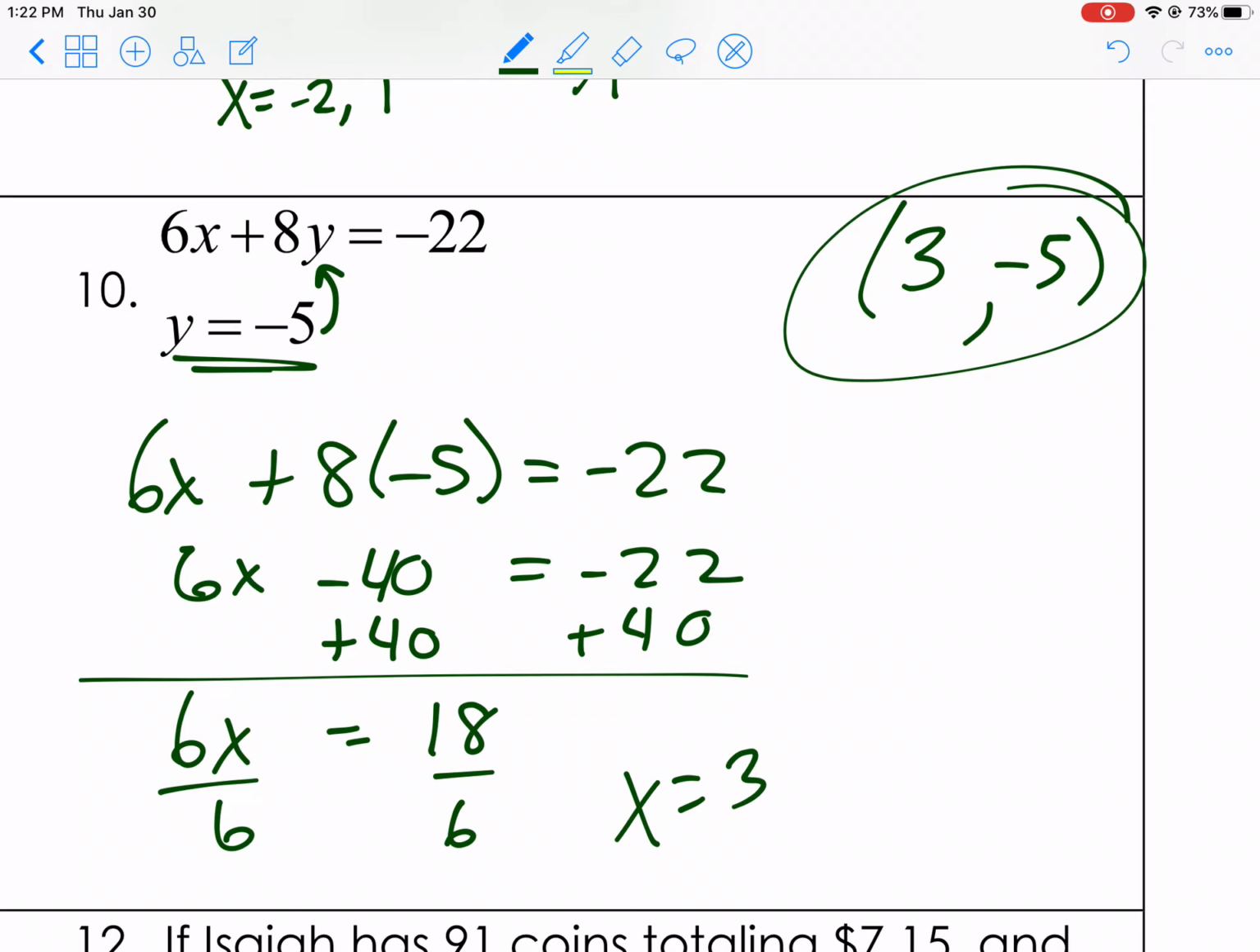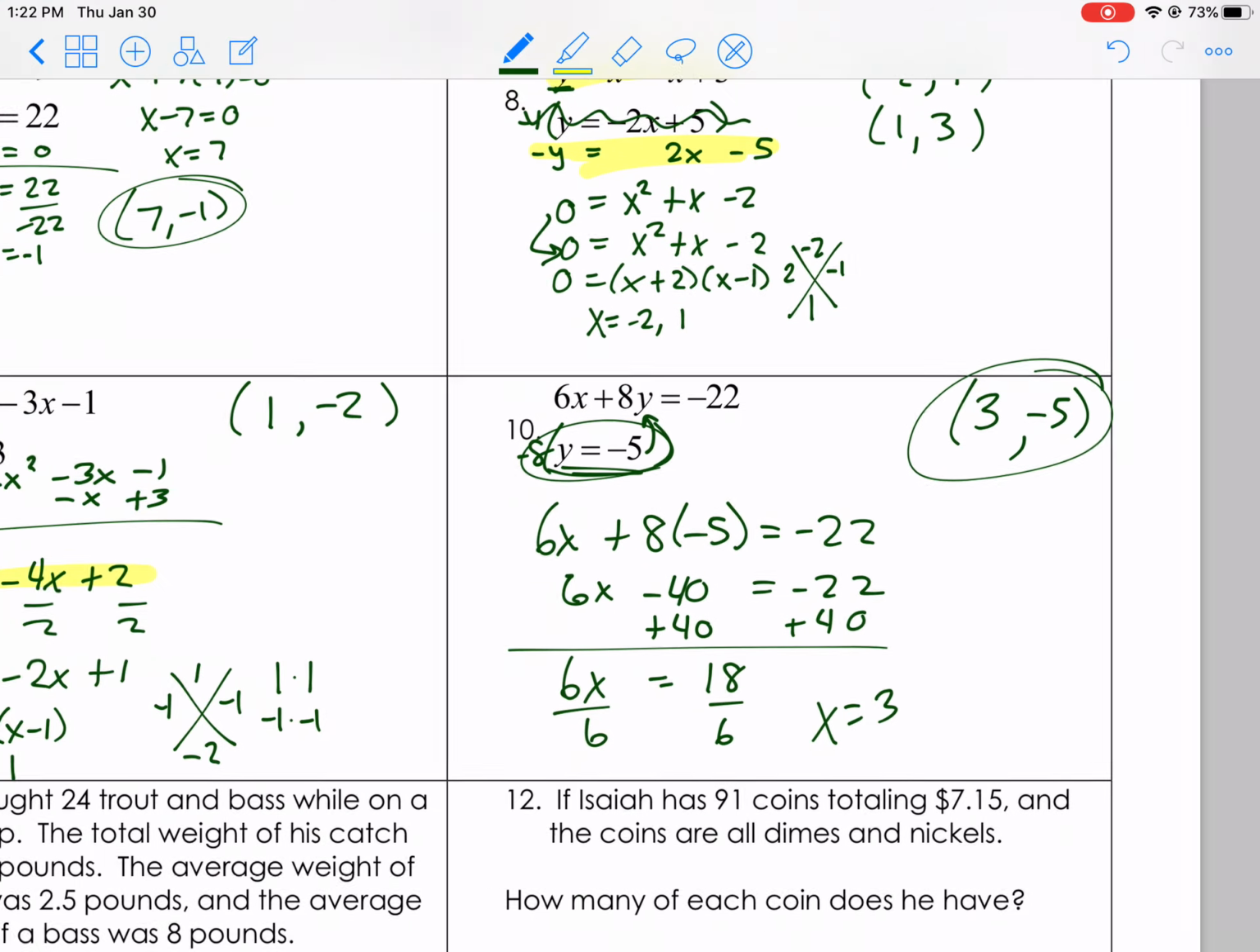Okay, substitution. Yeah, I wouldn't bother with elimination here because they've already provided that, so that was pretty easy. You could multiply this whole thing by -8 and then add it, and the 8s would go away. But yeah, either way is pretty nice.